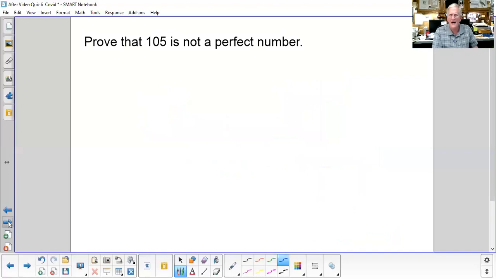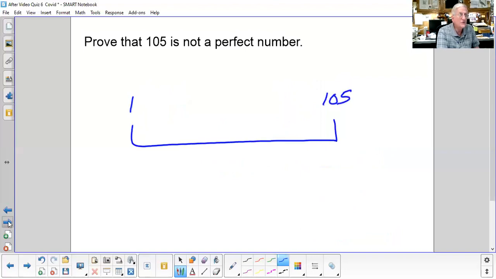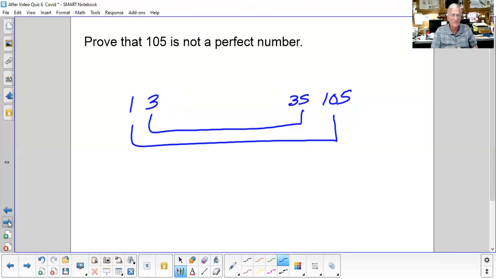Let's try 105, okay? So I'm going to put down here 1 and 105. We know those two multiply together to give us 105. Okay, well, will 2 go into 105? No, it won't. So that's not going to help us. I wonder if 3 goes into 105. Well, if you divide 105 by 3, it comes out exactly 35. So 3 and 35 are partners of each other, okay?